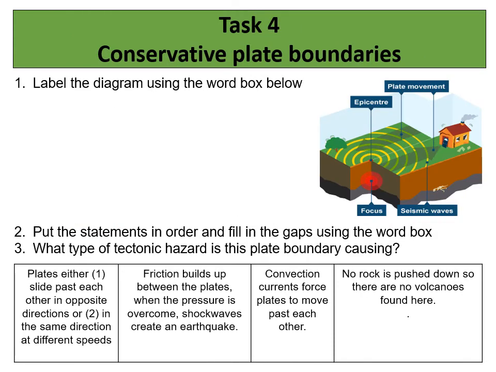So the next one is the conservative plate boundary. And at conservative plate boundaries, you will see that the plates don't move away from each other, they don't move towards each other, they actually slide past each other. And there are 2 ways in which they can slide past each other. They can either move in the same direction at different speeds, so one will be moving faster than the other, or they can move in opposite directions at the same speed.